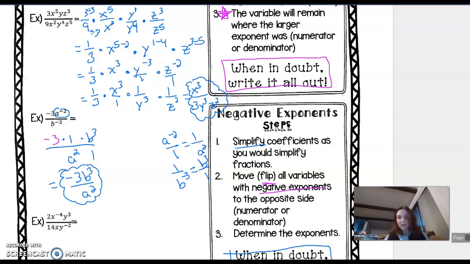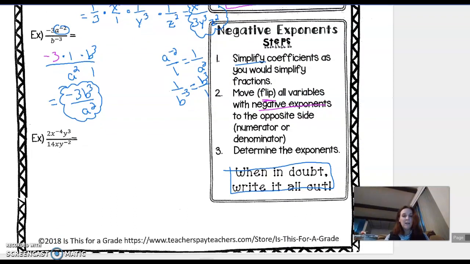Okay. All right, and the last one, almost there. Okay, write it all out, as we've been doing. 2 over 14 times x to the negative 4 over x, I'll put a 1 there, times y to the third over y to the negative second. Guys, there's a lot of ways you could do these problems because the exponent rules don't have to follow an order. There's no order of operations, okay? I'm going to do it my way. You might get there a different way, and that's okay.